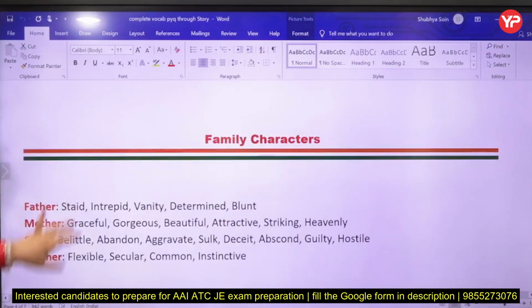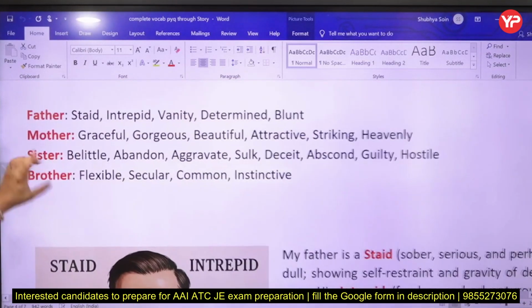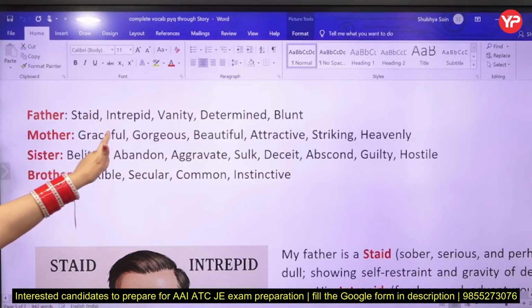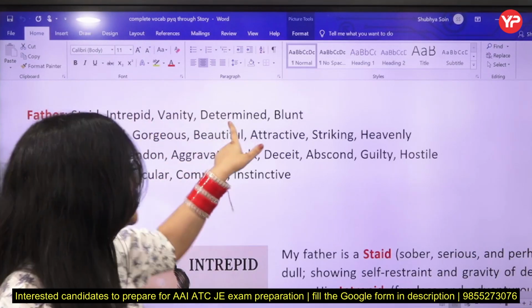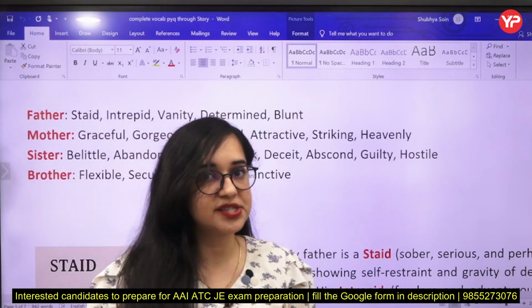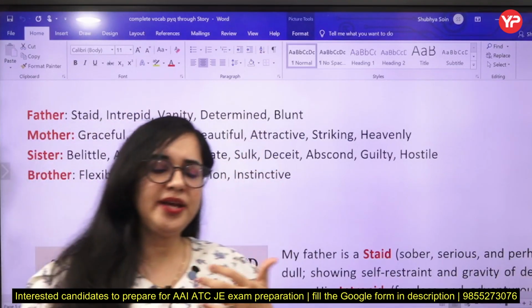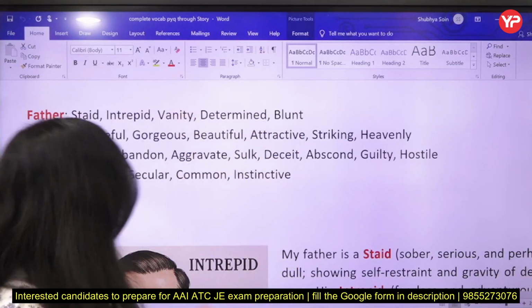Let's start with the story, family characters. So father, who was staid, intrepid, vanity, determined and blunt. Make sure that you are able to revise these words in your minds now, right? The more you revise these words, all the previous year vocabulary would be clear. So staid, serious, intrepid, that is fearless, vanity in terms of self-love, determined, the person who has fixed things to do, blunt, very clear cut, very straightforward.